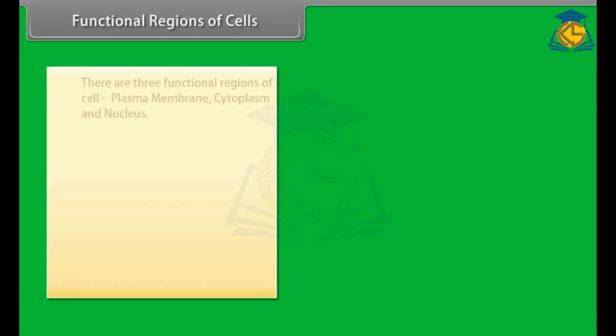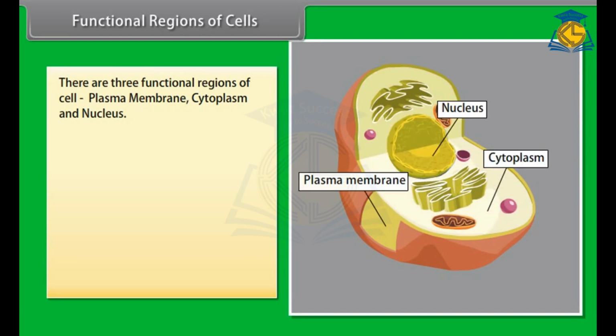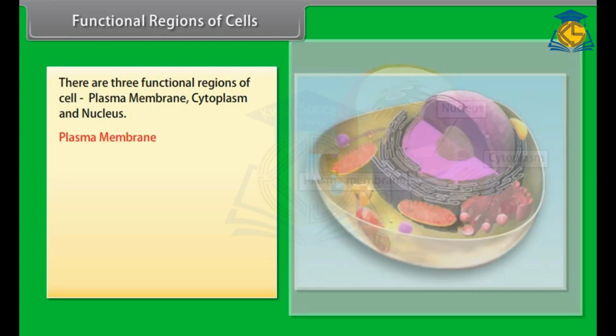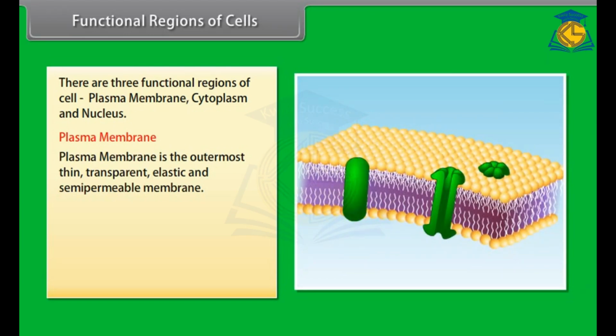Functional regions of cells. There are 3 functional regions of cell: plasma membrane, cytoplasm, and nucleus. Plasma membrane. Plasma membrane is the outermost thin, transparent, elastic and semi-permeable membrane.